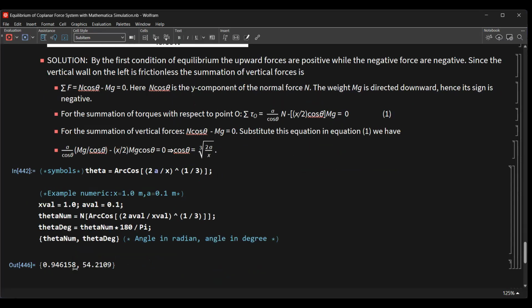0.94615 is the value of the angle in radian. And the angle in degree is 54.2109.